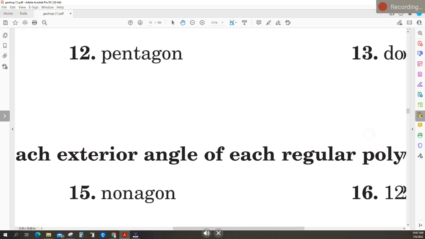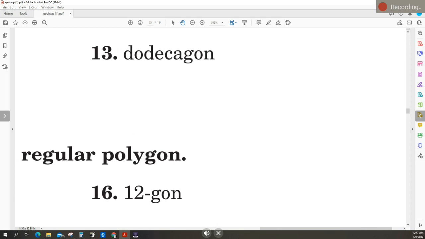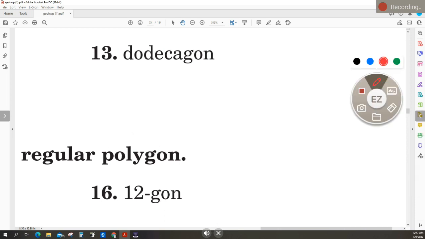Okay, so if we look at dodecagon. Dodeca? 12. Oh, yeah. So think of it like this. Do, that's 2. Deca, that's 10. So 10 and 2 make 12. Okay, so it's 12, right?